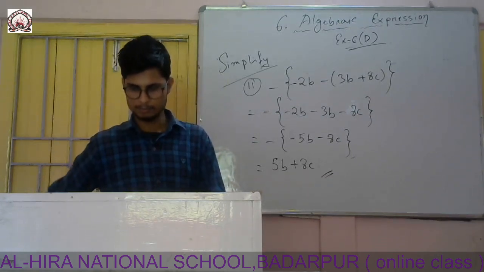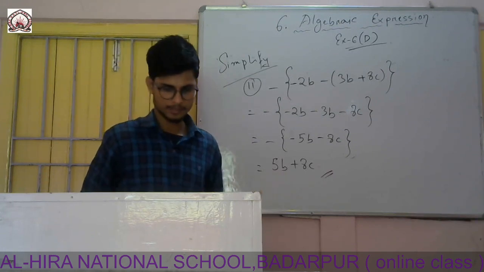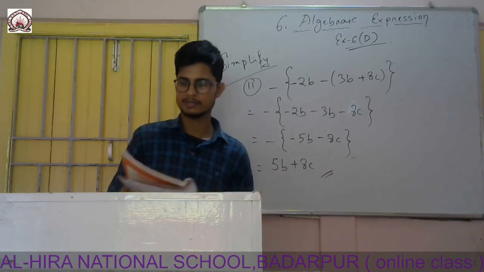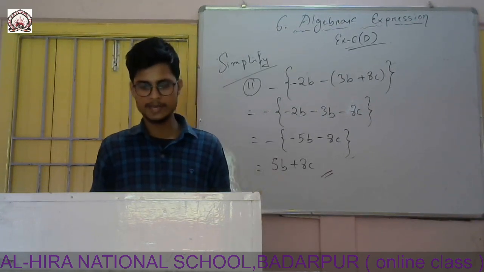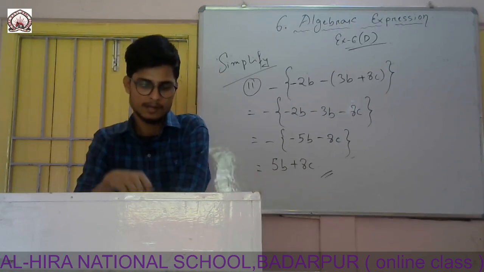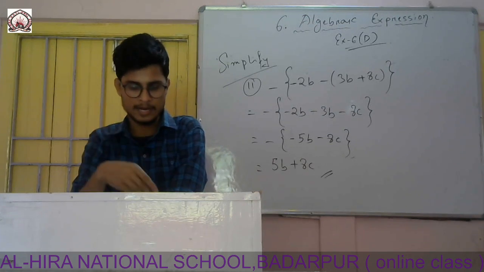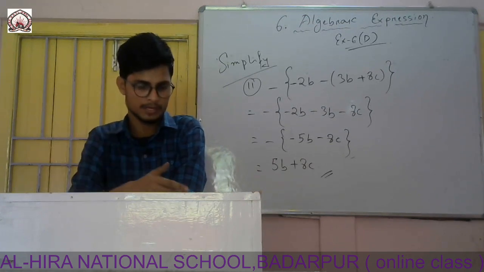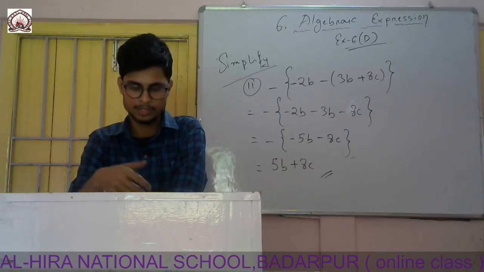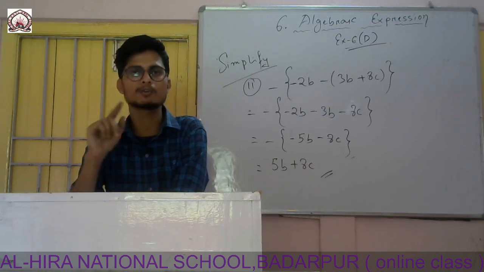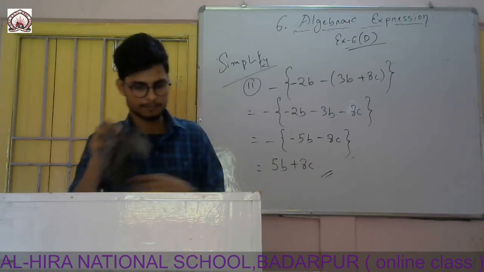So now move to question number 13. Evaluate the expressions given below for a is equal to minus 4. So there the value of a is given. In each case you have to put this value. Here the given value of a is minus 4. So in Roman numbers 1, 2, 3 and 4, in every case we have to put the value of a as minus 4, and you have to solve the expression.